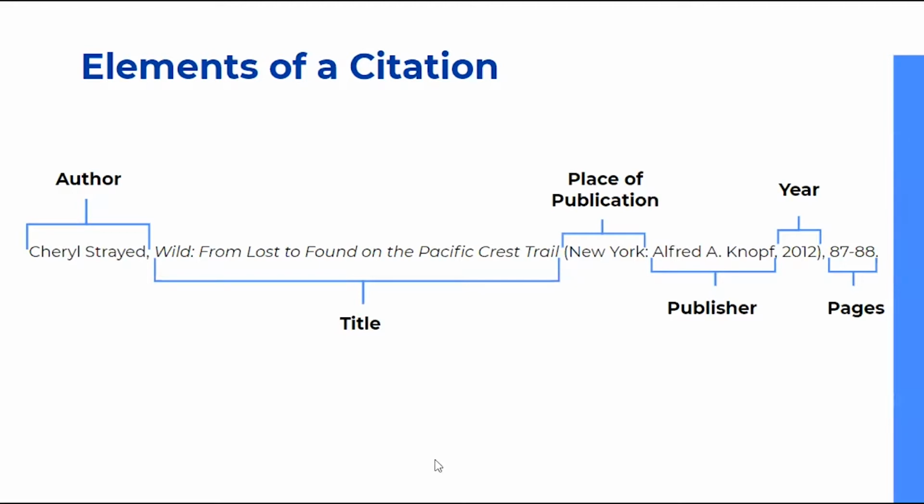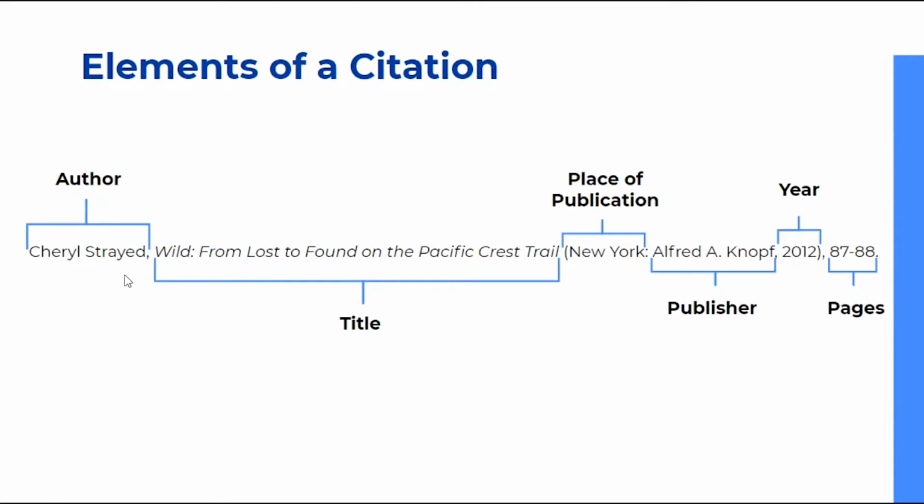So this is specifically for a footnote, although it will be pretty similar for your bibliography, which we'll talk about. But you'll do the author's name, followed by the title, the place of publication, and the publisher, along with the year, all in parentheses. And then you'll end it with the pages used for that specific citation. So remember, this is for a footnote. This is not your bibliography. This is for a note.